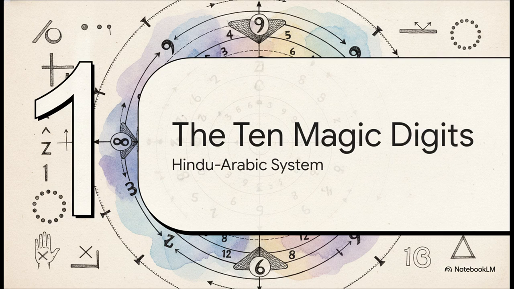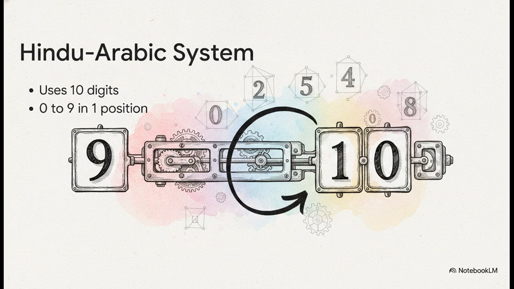Section 1. The 10 magic digits. Hindu-Arabic system. The system we rely on every single day is officially known as the Hindu-Arabic number system. We use exactly 10 digits for this, 0 through 9. Now, when writing numbers from 0 up to 9, we write one digit in one position. So naturally, the absolute greatest possible number we can write using just one position is 9.